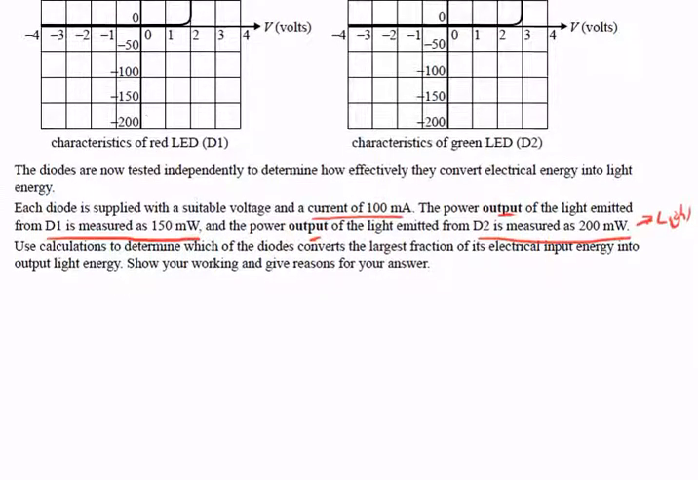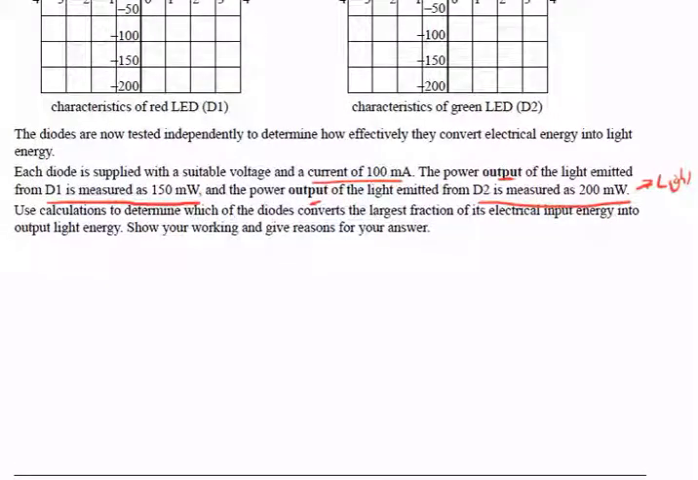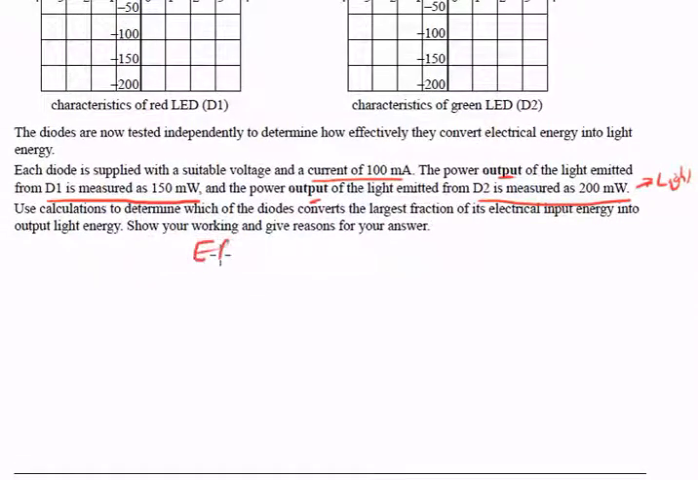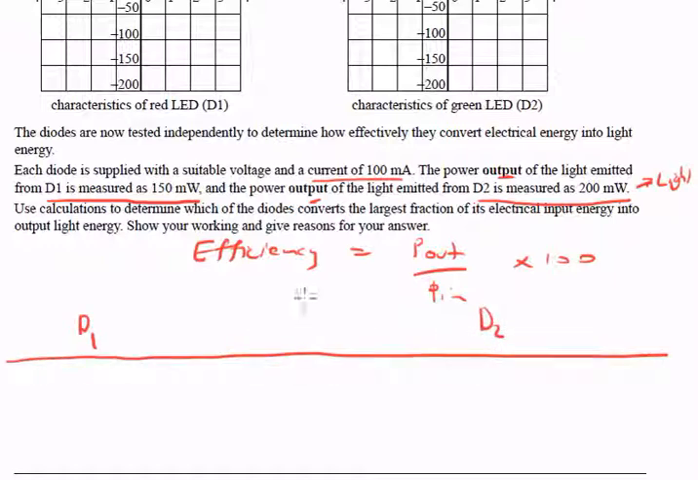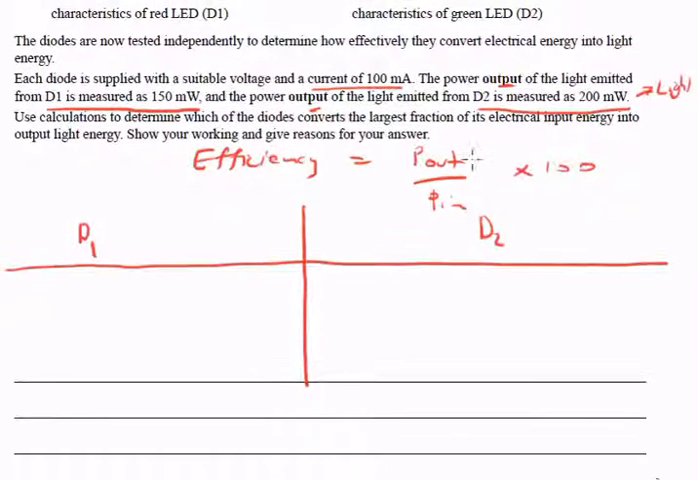So when we're comparing like this, we're looking at efficiency. This is an efficiency question. And efficiency equals the power out over the power in times 100. Because we're comparing between D1 and D2, I'm going to set up like this, and it's like a competition. So we can easily see what's happening on this side and what's happening on this side. I want to work out that formula. So do I have the power out for D1? I do. Power output of D1 is 150 milliwatts.